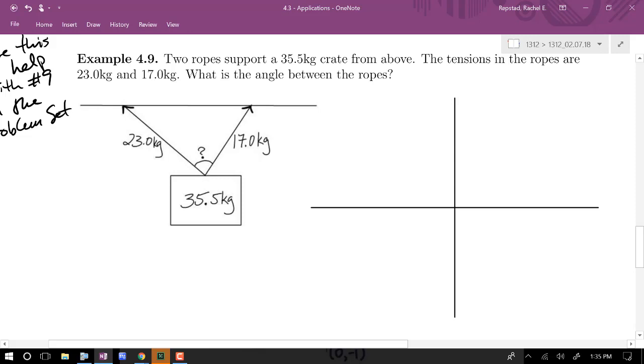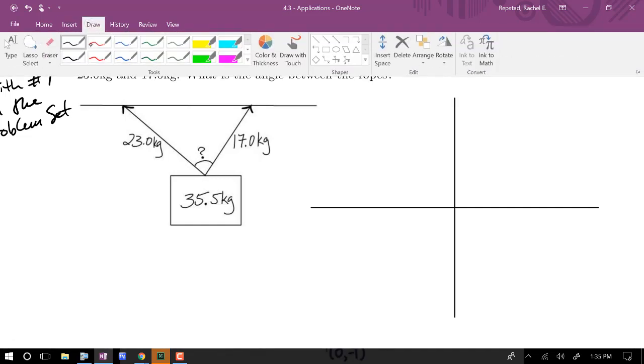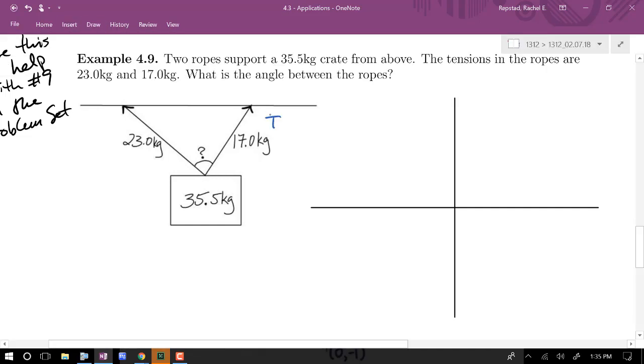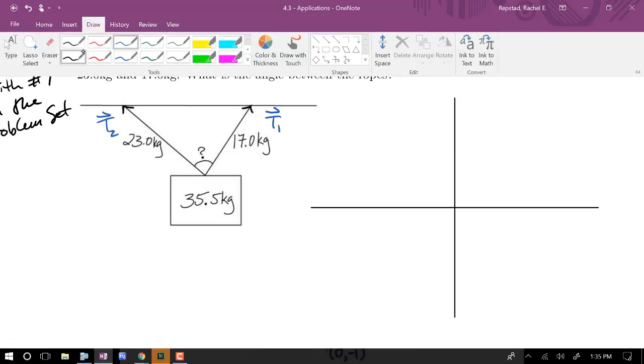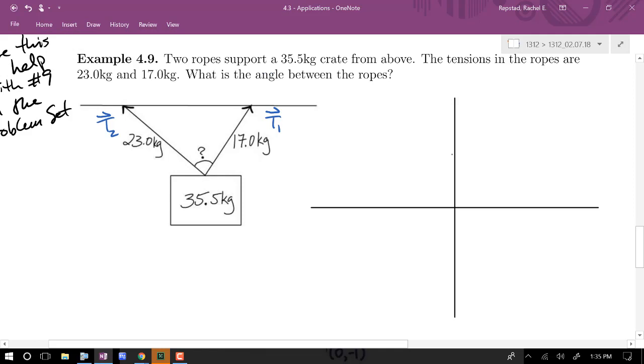And the idea with this being in equilibrium is that when these vectors are added together, they completely even out the 35.5 kilogram force downward. So we have one vector, I'll call the 17 kilogram vector T1, and the other vector I'll call T2. So I've got T1 here. And T2 is added to it.